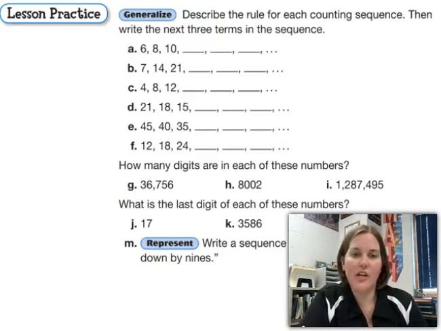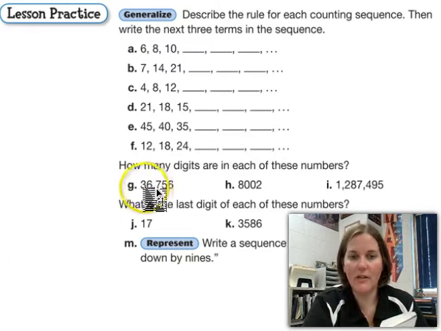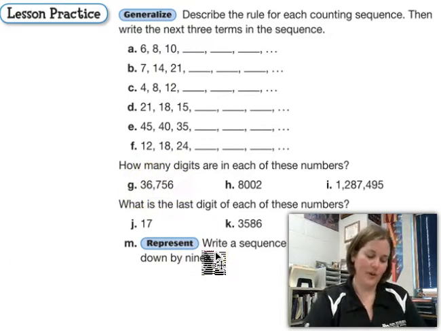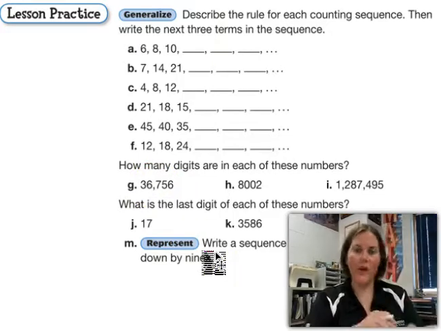The directions for G ask us how many digits are in each of the numbers. If you look at G, you can count the digits right on the screen and see how many digits there are. 1, 2, 3, 4, 5. So you would write 5 digits. Go ahead and try H.